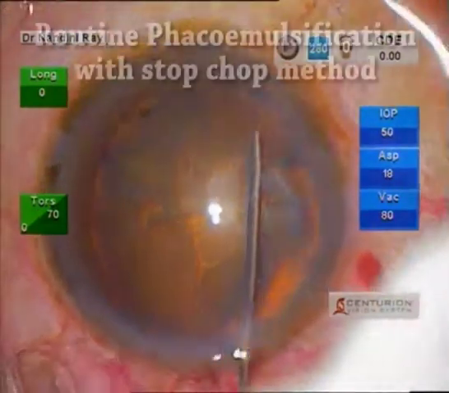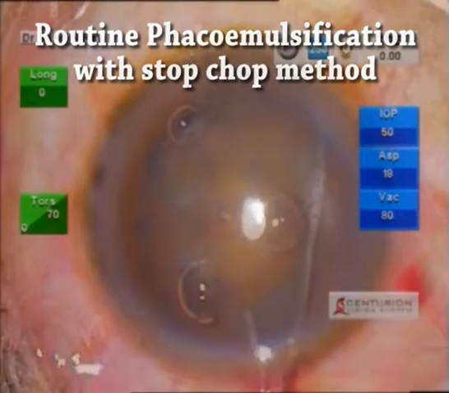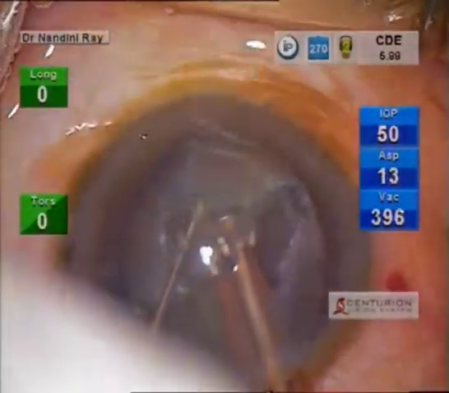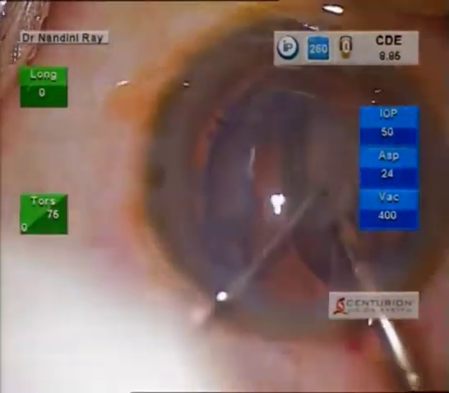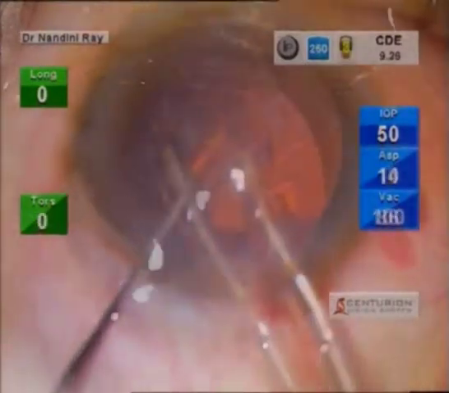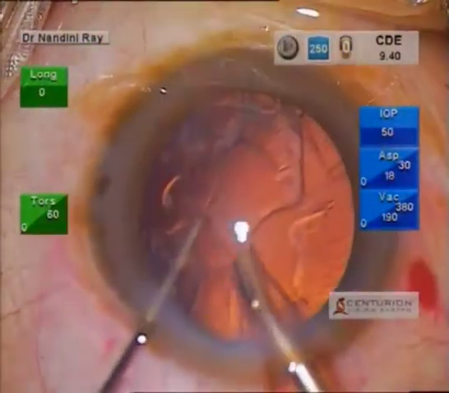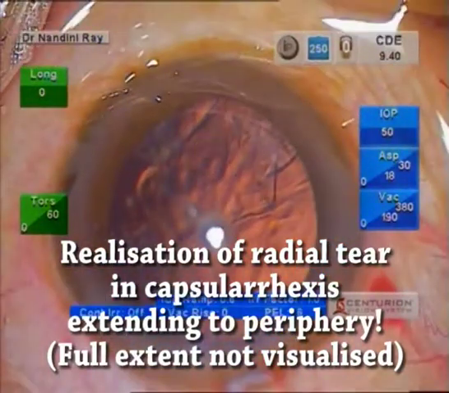In the second case, even in the course of a routine phacoemulsification with a very well dilated pupil and a good red reflex during the course of the last stage of phaco, there is a realization that there is an extension of the capsularrhexis inferiorly.